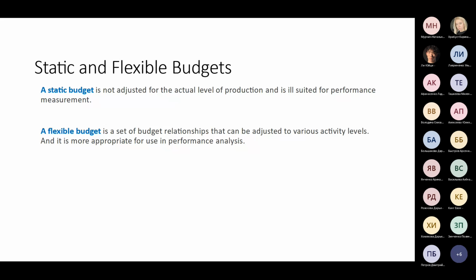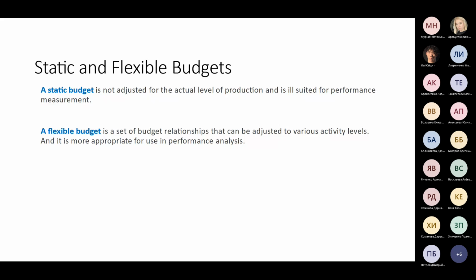A flexible budget is a set of budget relationships that can be adjusted to various activity levels. For example, we decided to produce 100 items at the beginning of the year. We have calculated all the budgeted income statements. We have prepared the budgeted balance sheet, and we can see in the progress that our goods are not competitive anymore. And we decided in the middle of the year to stop the production of the item A, for example, and start to produce the item B. And therefore, we have to recalculate our budget. We should make it more flexible in order to satisfy the current conditions.